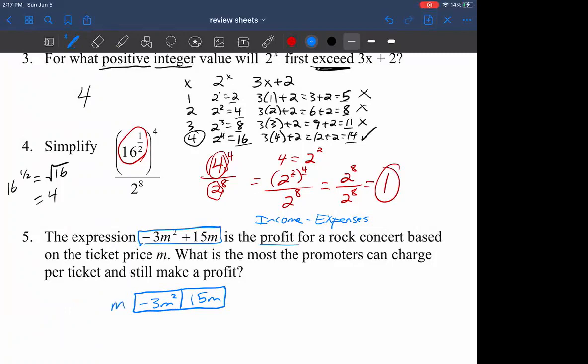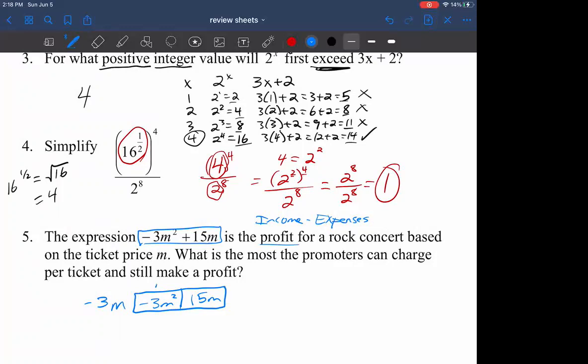If I factor this out, they both have an m, so I can put that in front, and they both divide by 3, because -3 divides by 3, so does 15. And usually if your first term is negative, you'll often factor that negative out as well. That's just a common practice. If the x squared or m squared in this case is negative, you just factor out the negative sign first. So we factor out -3m.